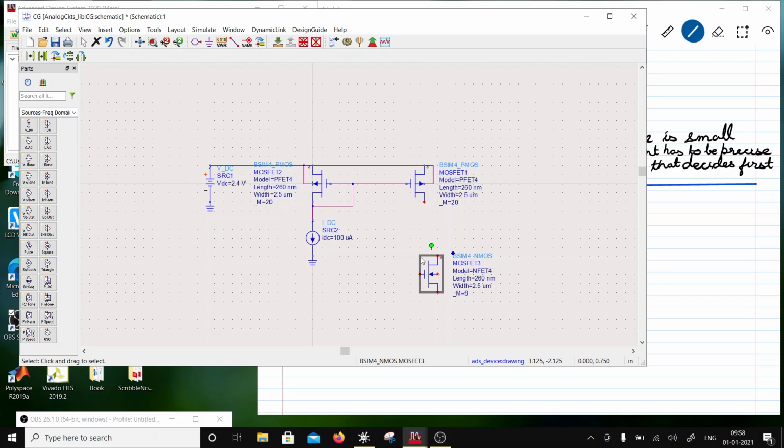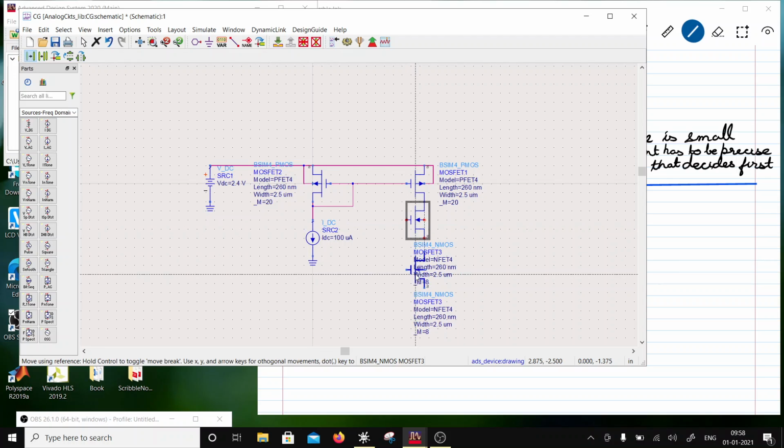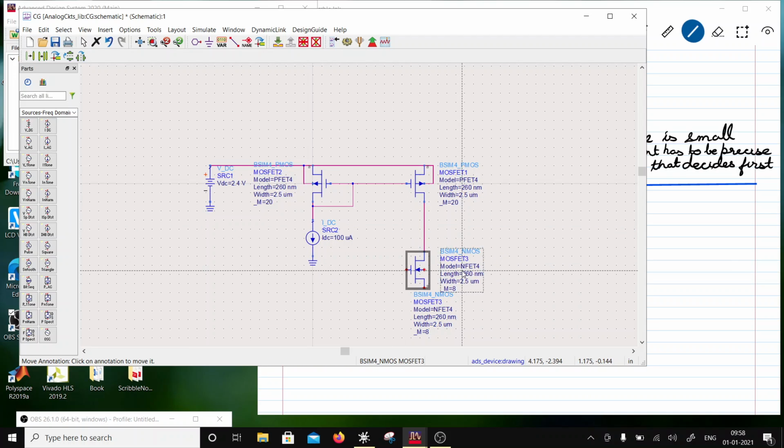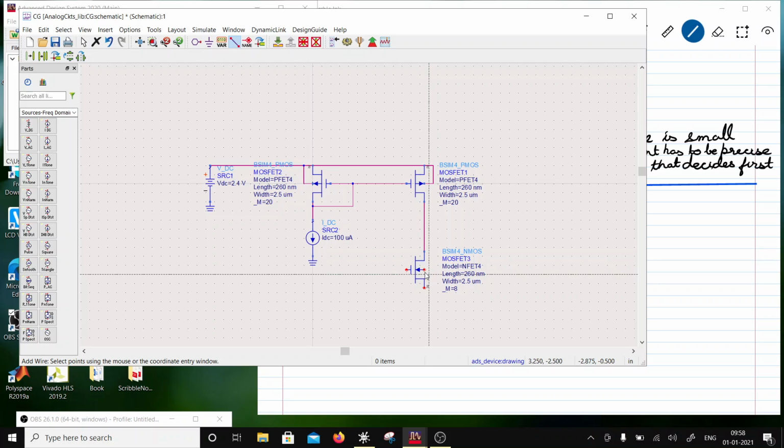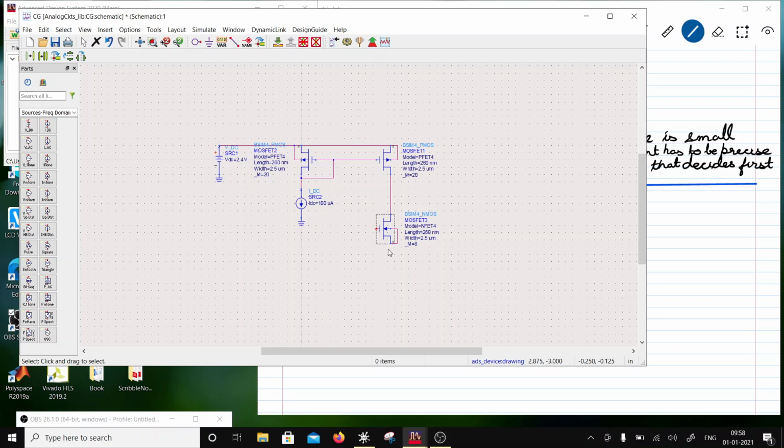Okay, and then I have to flip this source at the bottom, and I have to just move the text to the right so I have a place to work with. So here you go.